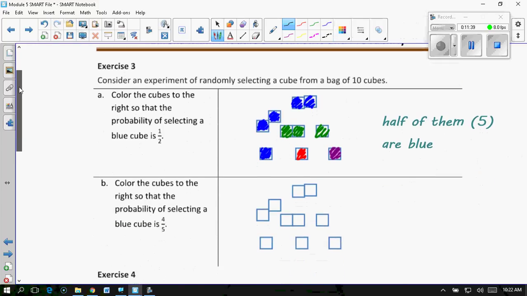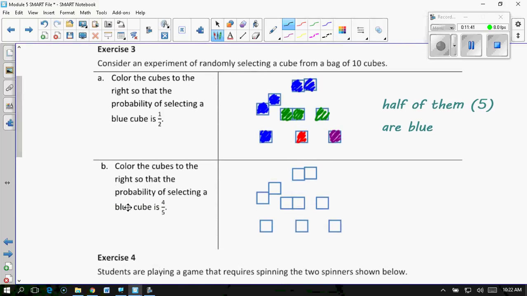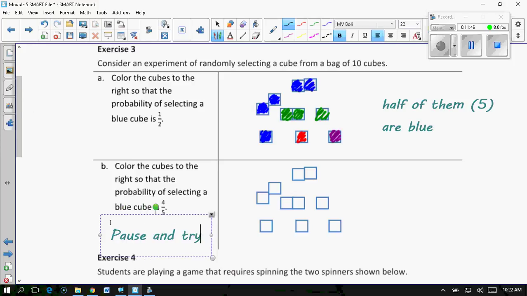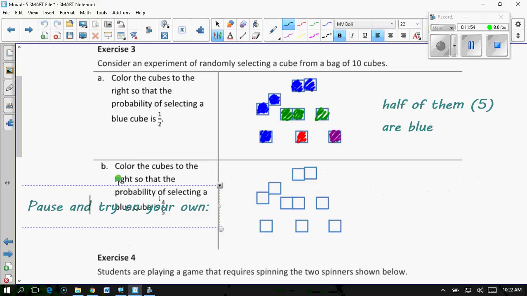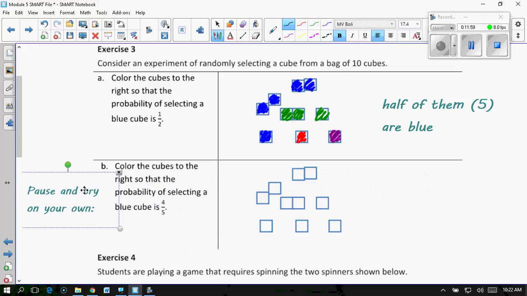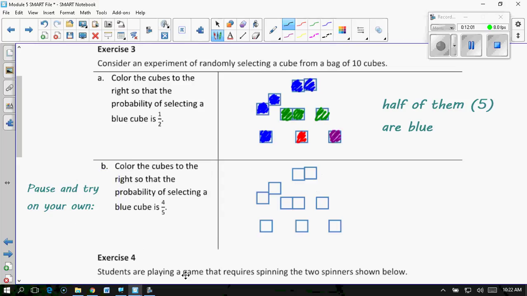Okay, now let's color the cubes to the right so that the probability of selecting a blue cube is 4/5. Okay, pause and try this on your own. And if you're not sure how to do 4/5, then count 5 and just do those ones first. So you could even section it off and say, okay, here's 5 cubes and here's 5 cubes. Okay, so color 4 of those 5 blue and then 4 of those 5 blue.